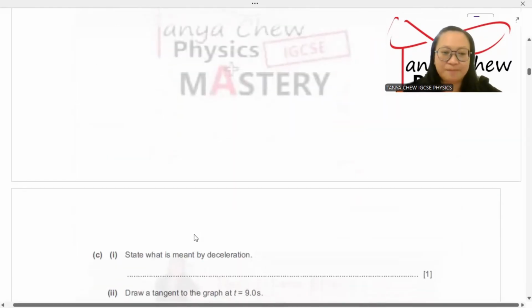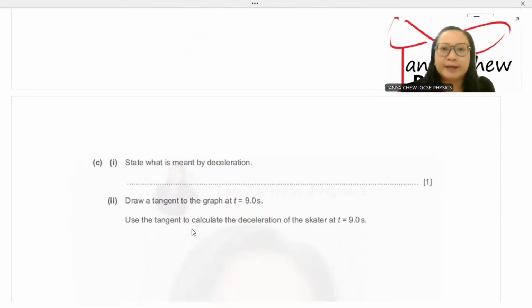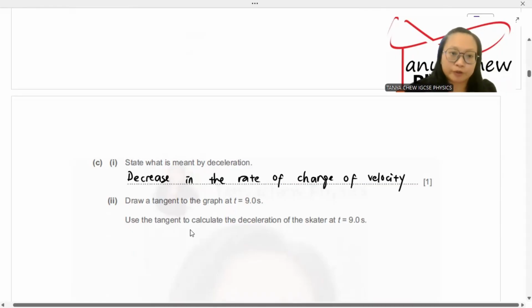Now, the next one, part C, part 1: state what is meant by deceleration. If you don't know, no worries. Do you still recall the definition of acceleration? It is the rate of change of velocity. So deceleration means the decrease in the rate of change of velocity. That's all about deceleration.